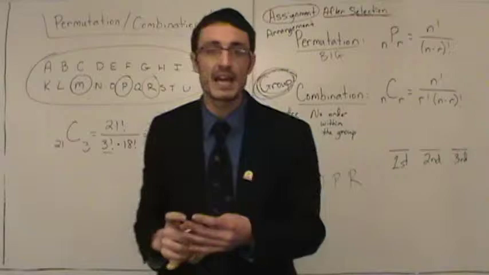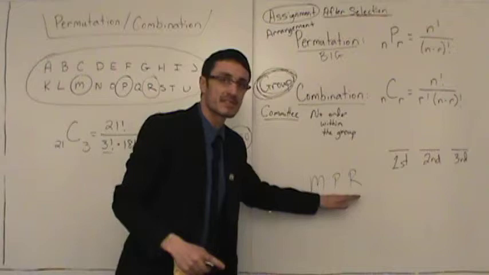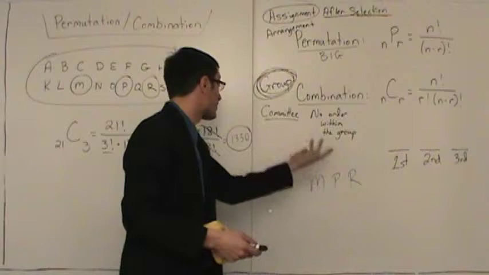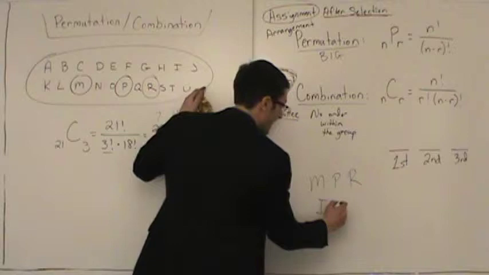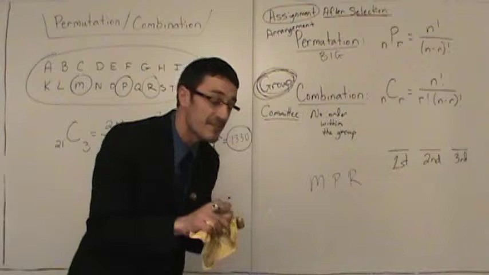So not only do we have to select a group of 3 people out of the group of 21, and how many ways can 3 people be selected? Hopefully you say 1,330 ways. There are many, many groups. We could have had IHJ, for instance. There's 1,330 of these different groups. I chose a specific group: Michael Jordan, the President, and Russell Wilson.